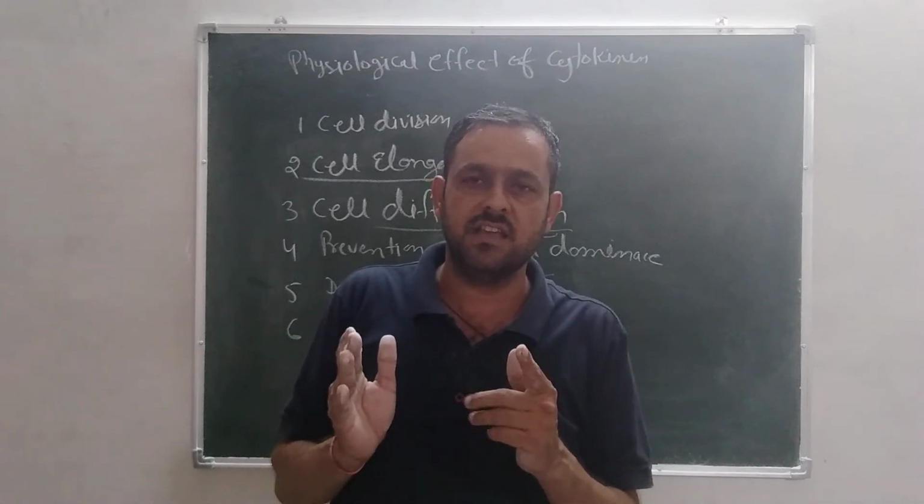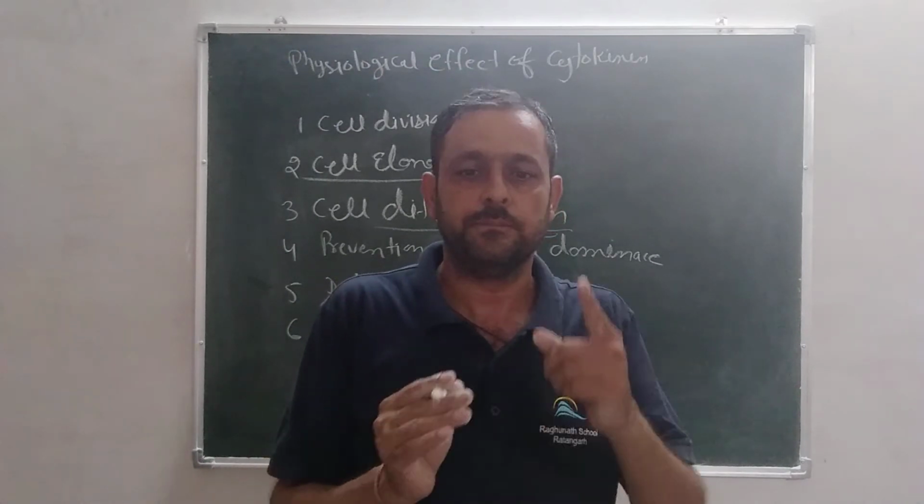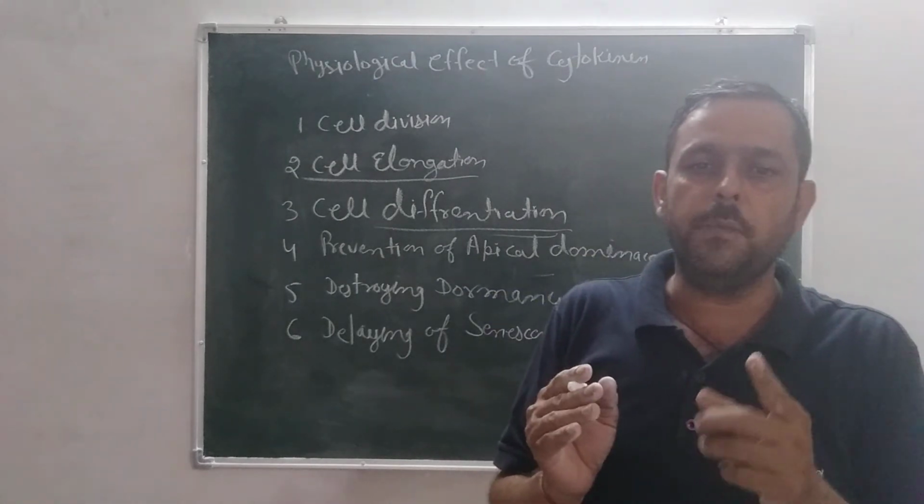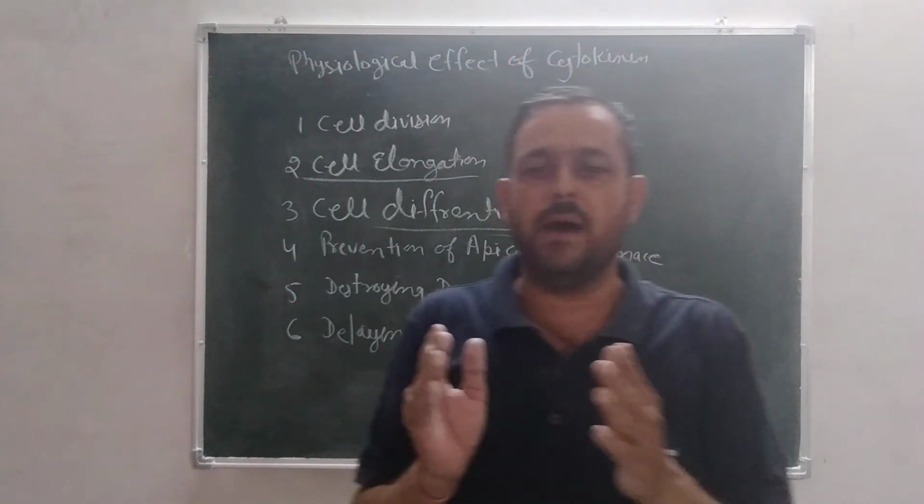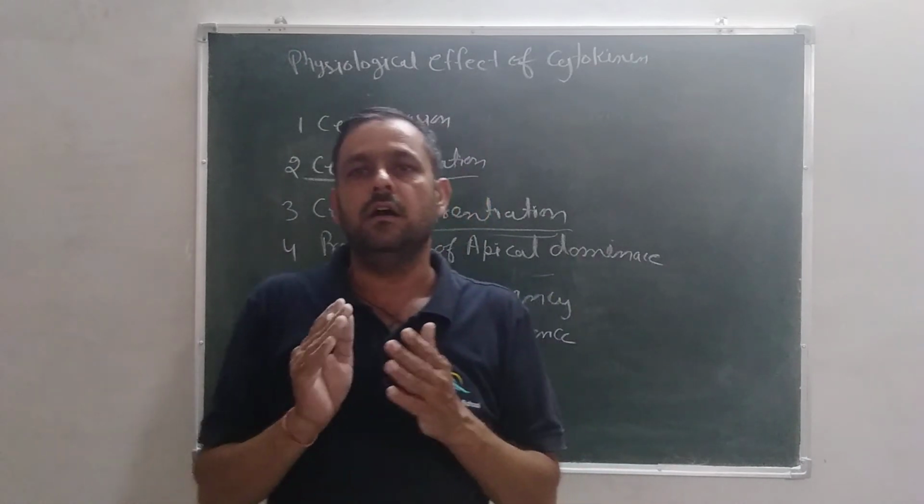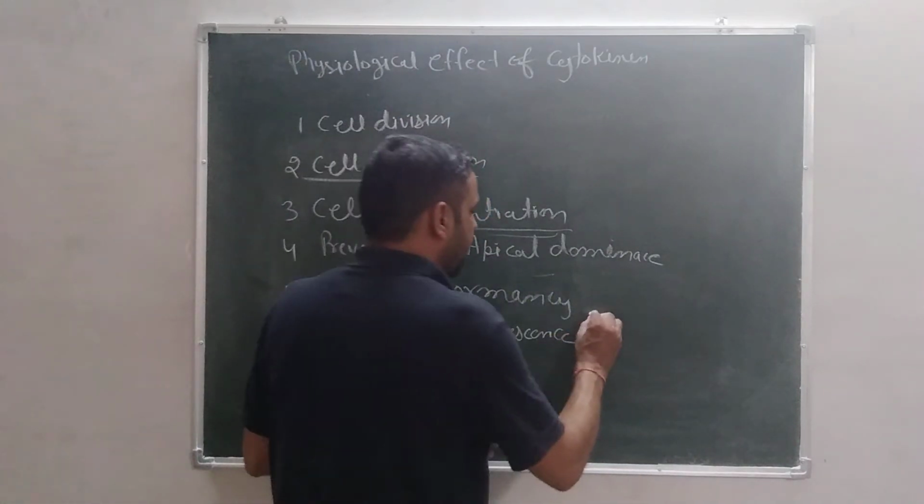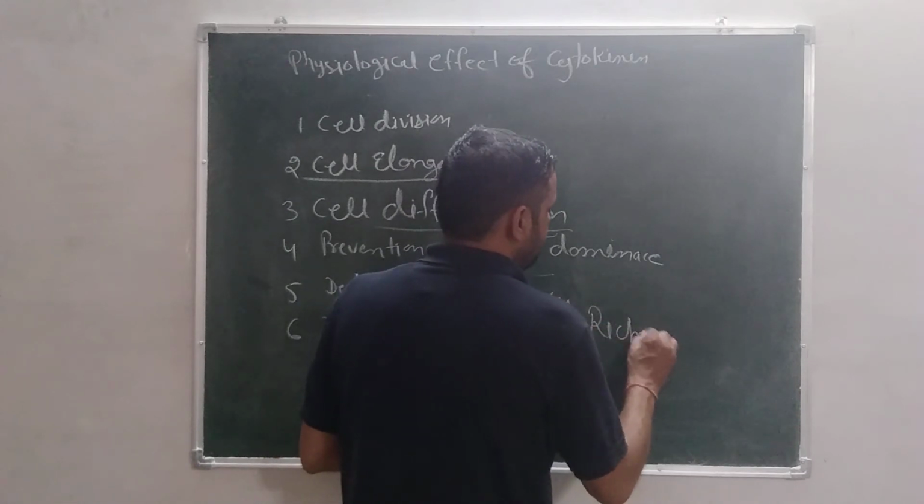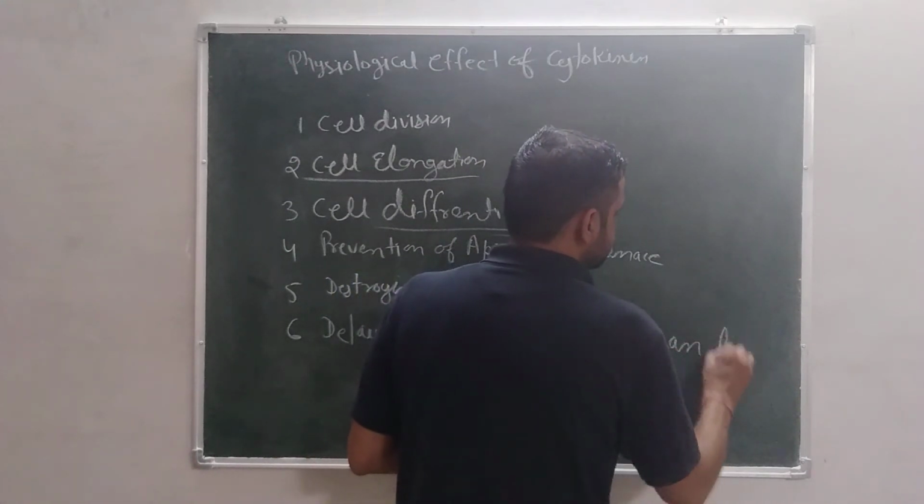Remember it. It is a 1 mark question and an important question. The effect of delaying of senescence by cytokinin is called the Richmond-Lang effect. What is the Richmond-Lang effect?